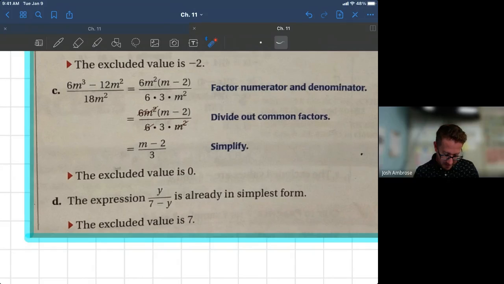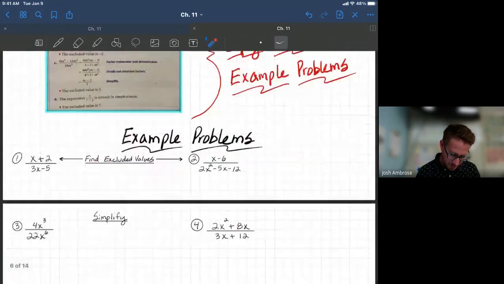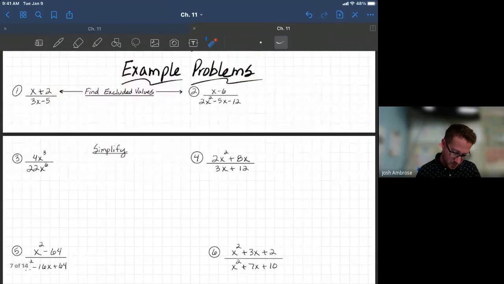All right, and then this last expression, y over 7 minus y, can't do anything. Those problems are the best. It's already simplified. So that one's done as is. All right, let's do some example problems here. We'll get into our video problems.